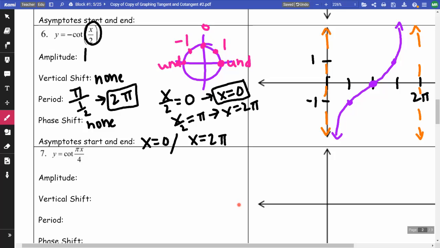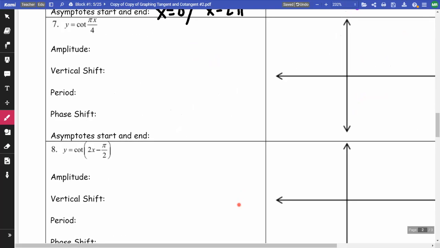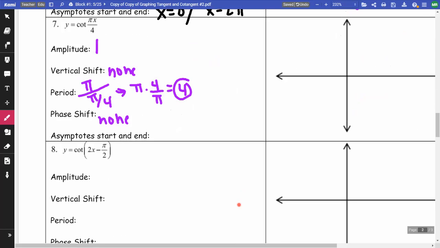Okay, on 7, another cotangent. So my amplitude is 1, vertical shift none, period is going to be, not 2 pi, wrong graph, pi divided by pi fourths. So that's going to be pi times the reciprocal. So I end up with 4. My period is 4. My phase shift is none. So since I know that normally I start at 0 for my asymptote, and I'm going to go 4 away from that, I'm going to end at 4.